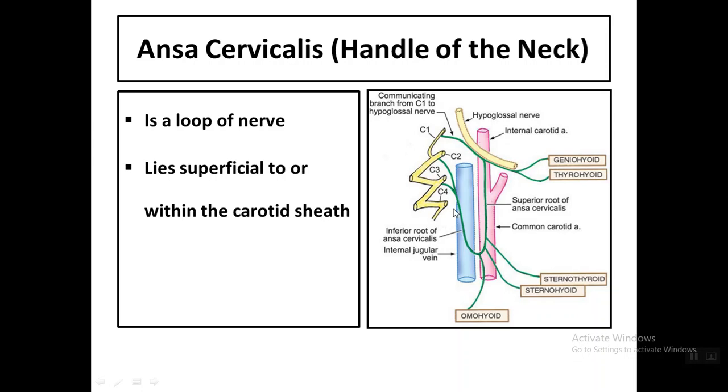It lies superficial to or within the carotid sheath. So it will be superficial to the carotid sheath, or sometimes it is within the carotid sheath, which contains the internal jugular vein and the common carotid or internal carotid artery. So either it lies superficial or within the carotid sheath in the anterior triangle of the neck.